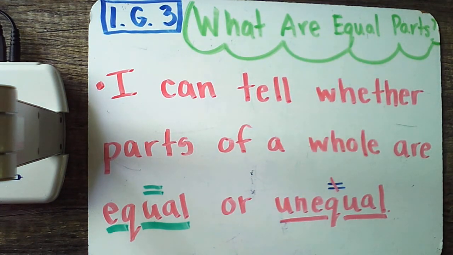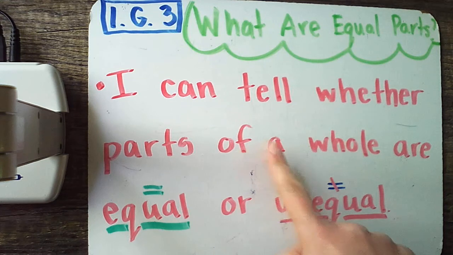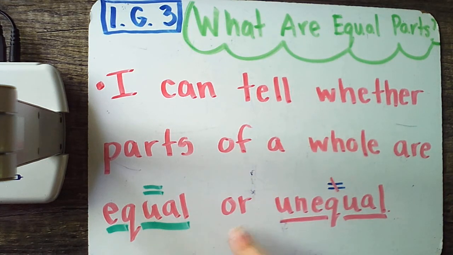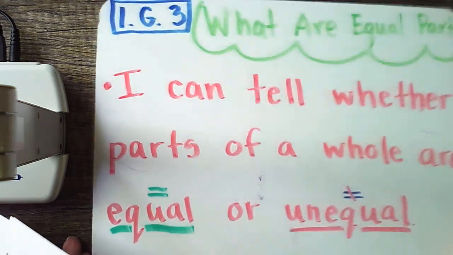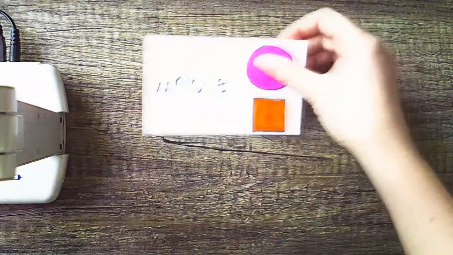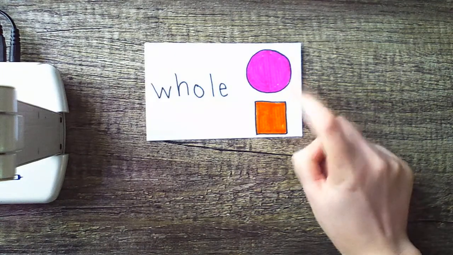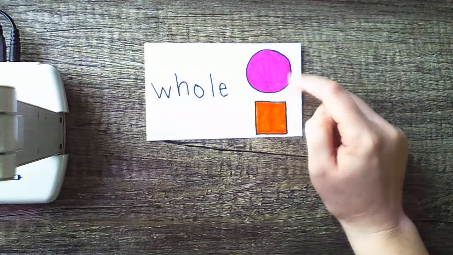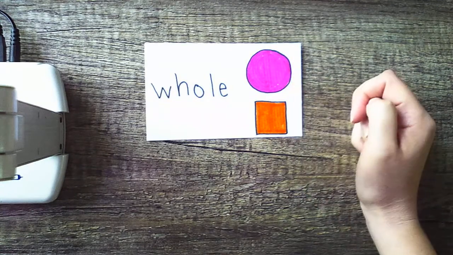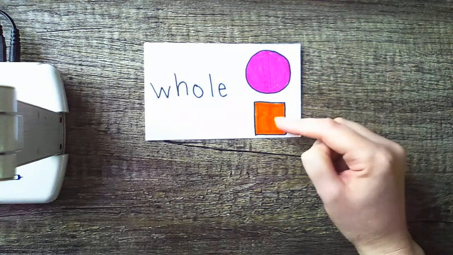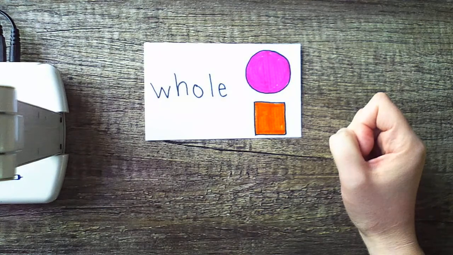So here's our I can statement for today. I can tell whether parts of a whole are equal or unequal. So let's talk about some of the words that we see here in this I can statement. We see the word whole. Now this isn't a hole like you could dig in the ground. A whole in this case, when we're talking about geometry and shapes, is the entire shape. You'll notice I have a circle and a square, and the entire thing or the whole thing is colored in. The whole circle is pink, the whole or entire square is orange.